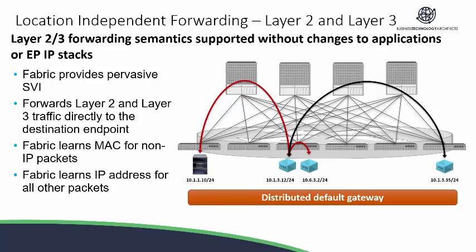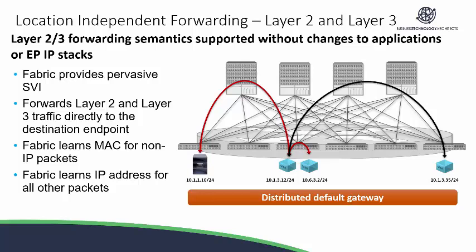So routing within a tenant, if we were to take a look at the independent forwarding, either layer 2 or layer 3, they're supported without changes to applications or endpoint stacks. Remember, those are totally disassociated from the physical constructs of the network itself. So no longer do we have to map the application layer to the physical layer on the switches themselves. The fabric will provide a pervasive SVI.